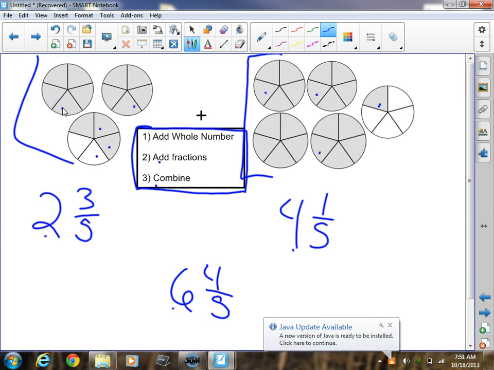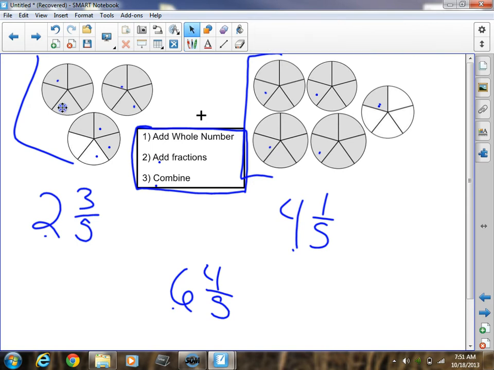Now I put these pictures on the board because I want you to see this, especially as you go back and maybe watch this video again. You can see there's lots of fifths there, there's 2 wholes and 3 fifths there, and then 4 wholes over here and 1 fifth there, and then you just add them together. So that is the very first step. That's the easy part: adding mixed numbers with like denominators. Very simple. Add the whole number, add the fraction, and then combine.